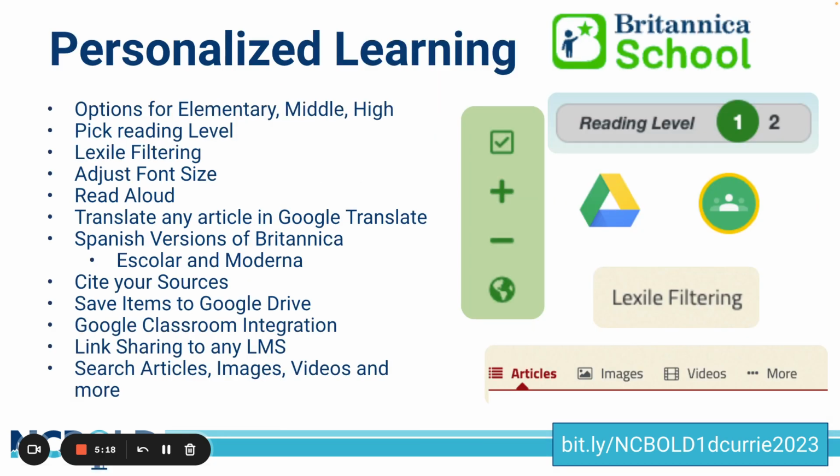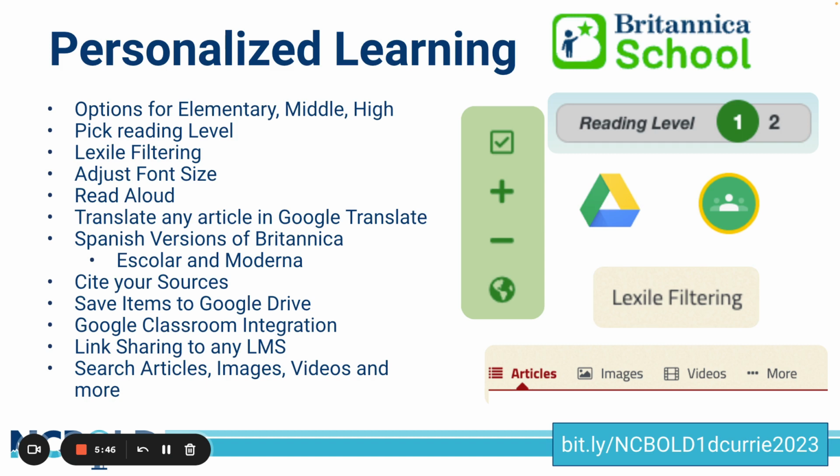Once we do get into Britannica School, these are some things that you can do to personalize for your students. They automatically go to a certain platform depending on what grade they're in: kindergarten through 5th open up in the elementary part, 6th through 8th open in the middle school part, and high school, 9th through 12th, open in that part as well. You can pick reading levels for your students. You can filter by Lexile. You can adjust your font size. You can choose to read aloud.